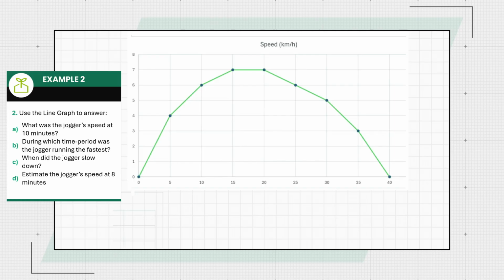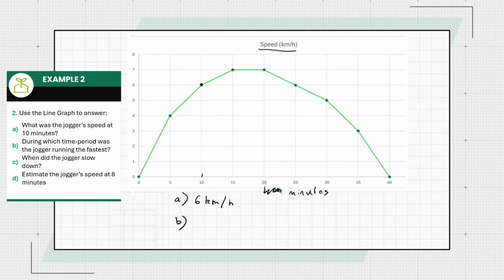Alright, let's get started. So up the top here we have our speed in kilometers. So this is the speed our runner was going, and down the bottom we have not hours, we have time, we have minutes. Alright, so he's gone for a 40-minute run, and we have the various different speeds he's going at different time intervals. So our first question A is, what was the jogger's speed at 10 minutes? So if we go to 10 minutes, we can see that up here he was going at 6 kilometers per hour.